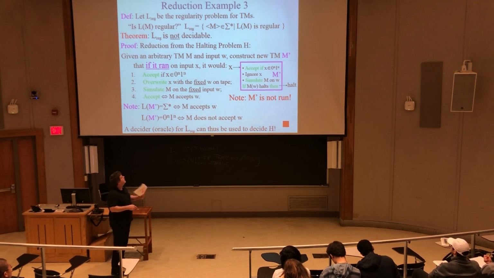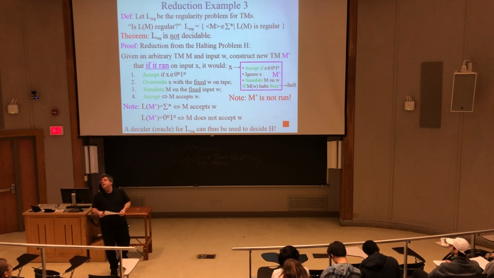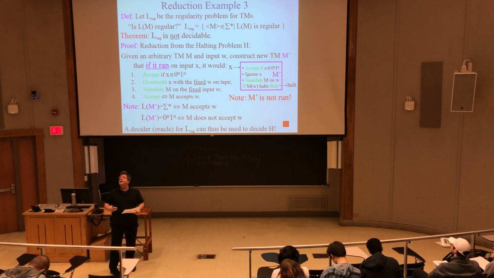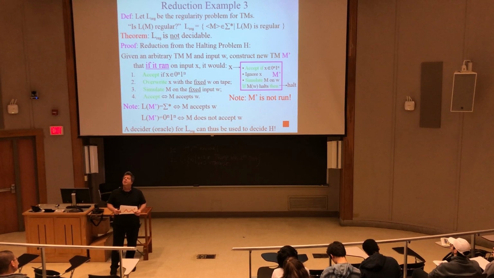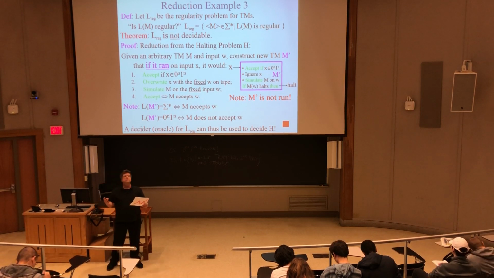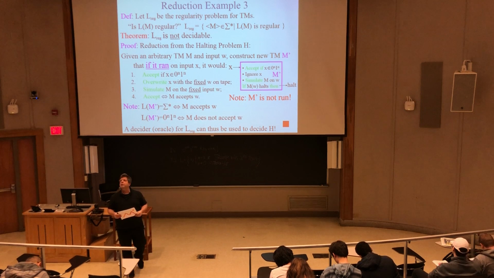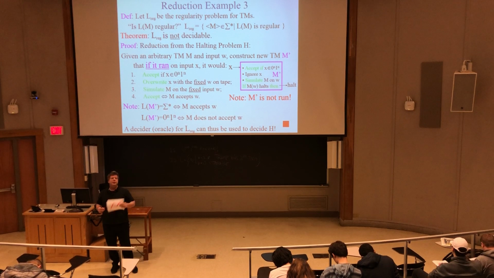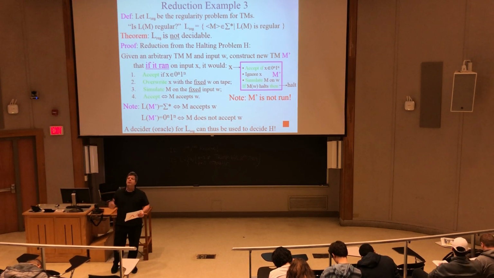Construct an M prime from M and W such that if its own input X is of the form 0 to the n, 1 to the n, you accept it. If not, you simulate M and W and accept if M accepts W. So you either accept everything or you accept only 0 to the n, 1 to the n. In other words, the language of M prime is either sigma star, all strings, or simply all strings of the form 0 to the n, 1 to the n. Its language is either regular or context-free but not regular. And if you have an oracle to tell you which case it is, you've solved the halting problem through this oracle. You exploited this subroutine to solve the halting problem for you.